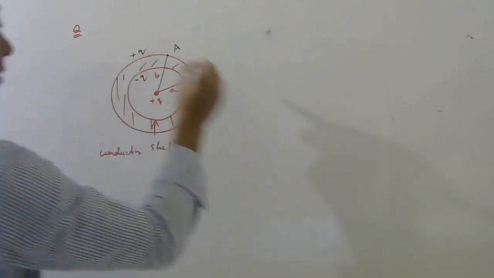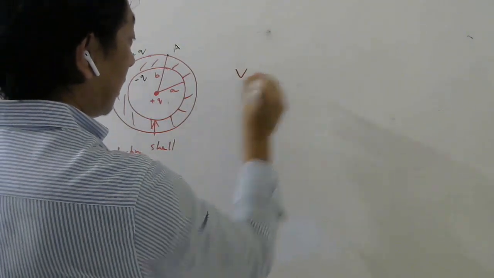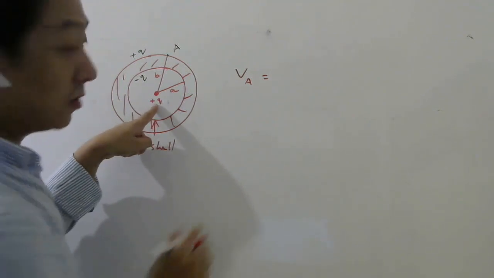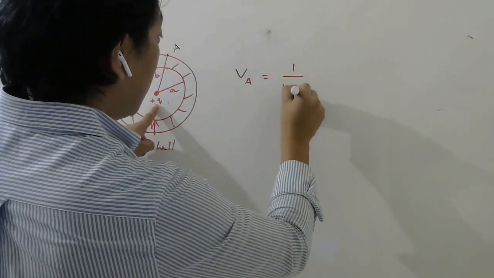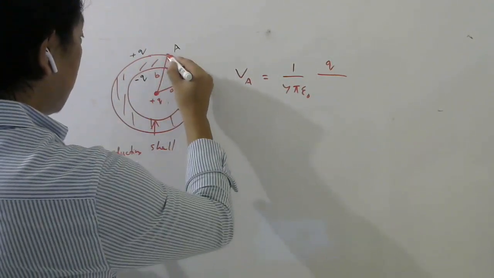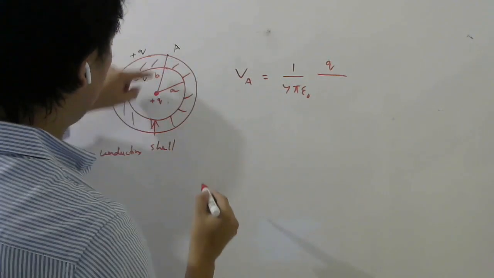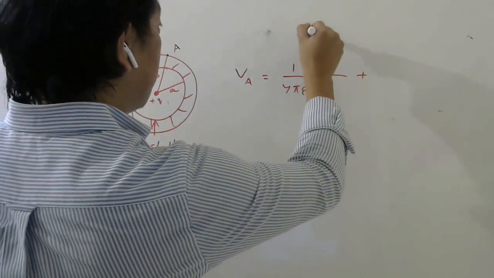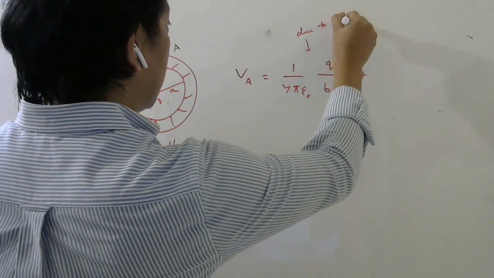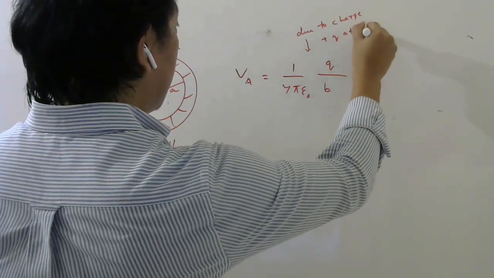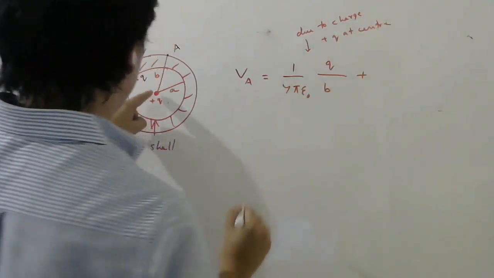Potential at A will be, directly I will write, first due to this charge. So it will be 1 by 4 pi epsilon naught charge divided by, from this charge to this point, that is nothing but your B. So B. So this is due to charge plus Q at center. At center means here.